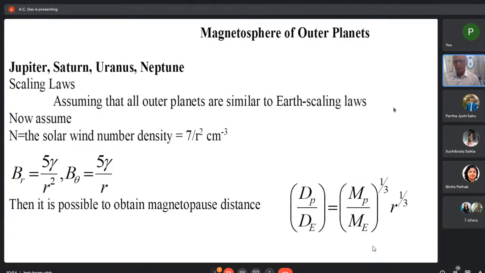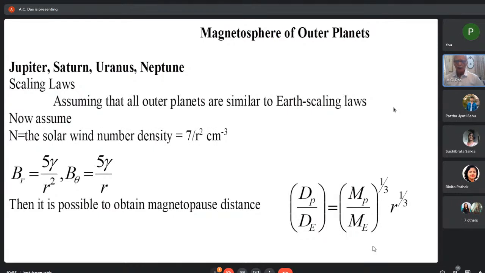If you take the number density at the surface of the Earth to be 7, then that constant is replaced by 7, and then you get 7 by r square. It goes on depending upon r, where you are.